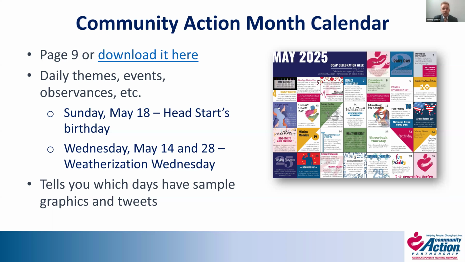It also lets you know what sample graphics and social media messages we've provided, as well as what days they should be posted. I've highlighted a few of the events here on the slide, such as Head Start's birthday on May 18th. We have Impact Wednesday on May 7th and 21st, Weatherization Wednesday on May 14th and 28th, as well as Sunday Success on May 4th and 25th, when we encourage you to share your favorite customer success stories on social media using the hashtag Sunday Success. But these are just a few of the events listed. As you can see, there's some kind of event, activity, or theme for every day in May. So there's always some opportunity to celebrate Community Action Month. Just refer back to the calendar.